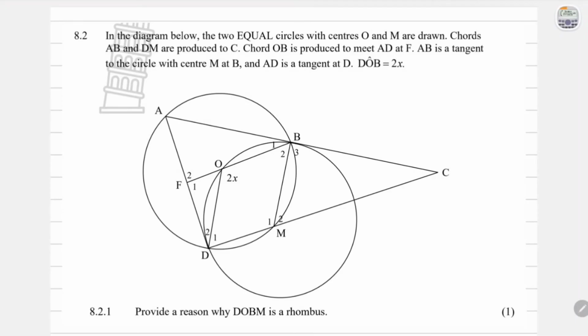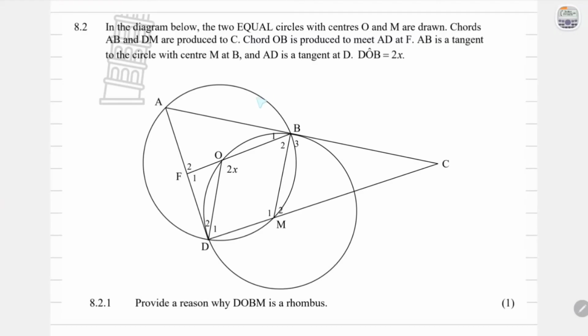So we are finally on 8.2 and it says, in the diagram below, the 2 equal circles, so they emphasize that. So these circles are exactly the same. It's like copy and paste of the same circle. And they tell us the 2 equal circles with centers O and M are drawn. And then chords AB, DM are produced to C. Okay, as you can see, they meet at C. And then they tell us that chord OB is produced to meet AD at F.